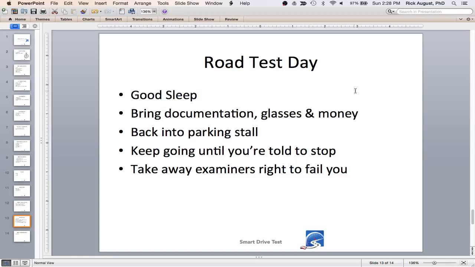So just keep going until the examiner tells you to stop, or you get back to the road test area and you back into the parking space, then stop. And all you have to do for the purposes of a road test, and I tell students this again and again, you just have to take away the examiner's right to fail you. You have to demonstrate that you are a competent driver. And if you've practiced and done the work, you're going to be able to do that really well.